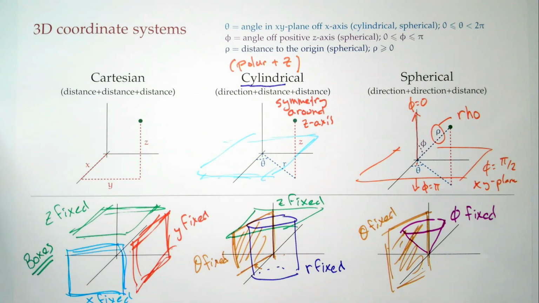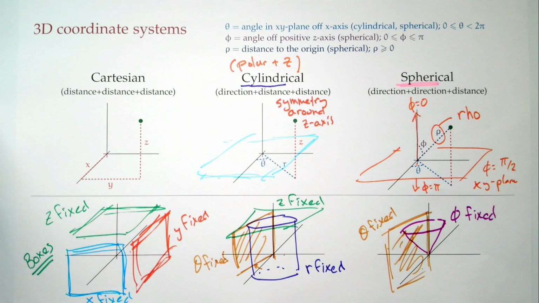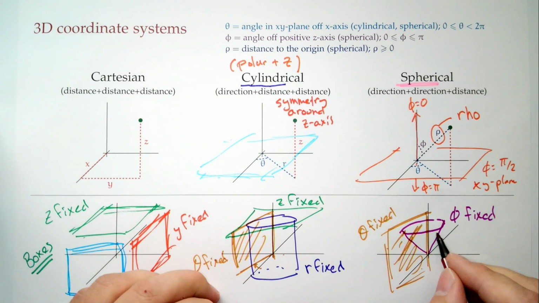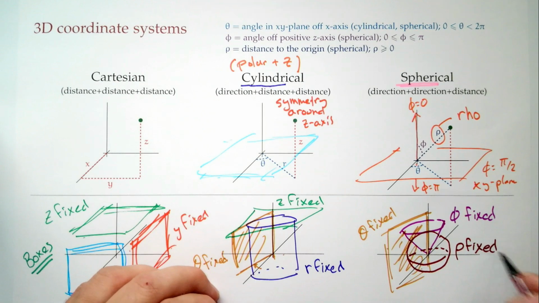The last one is rho. All right, what does rho do? Well, rho says it's a distance. It's a distance from the center, the distance from the origin. So I'm fixing my distance to a center point. I want all the points which are that distance away. What shape am I going to have here? Exactly, it's a sphere. Now, there was a clue: notice the word spherical. That's a clue that we should be getting a sphere. So rho fixed will form a sphere.